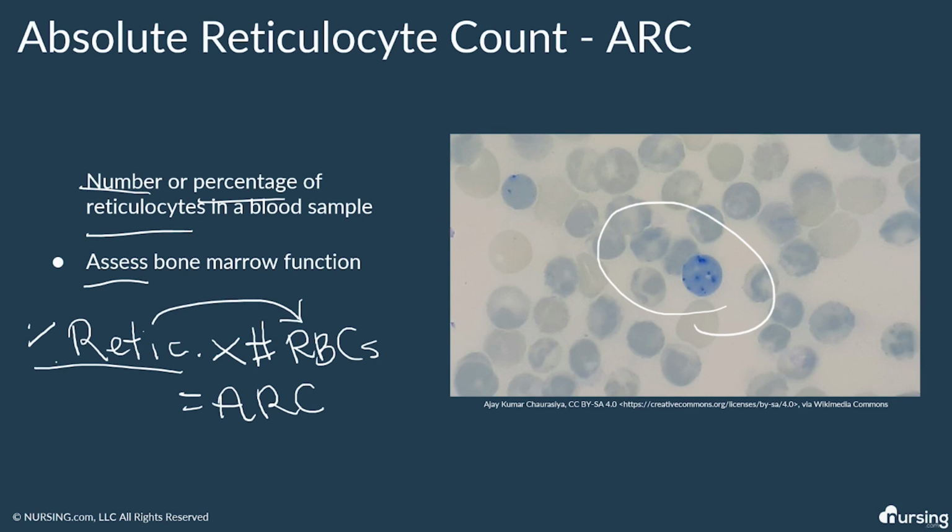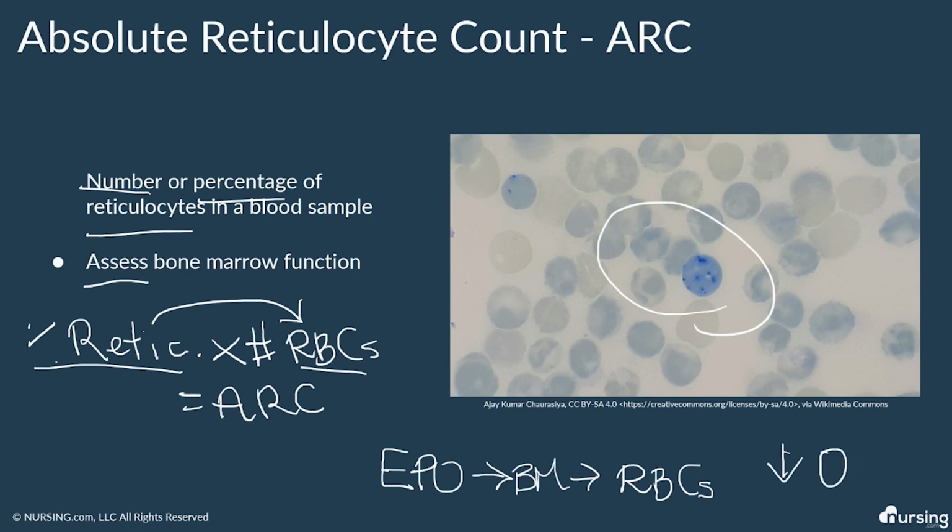Also, we need to have proper kidney function in order to produce red blood cells. The kidney produces erythropoietin, which is a hormone that tells the bone marrow, hey, we need erythrocytes or red blood cells. It detects a dip in oxygen content in the blood.